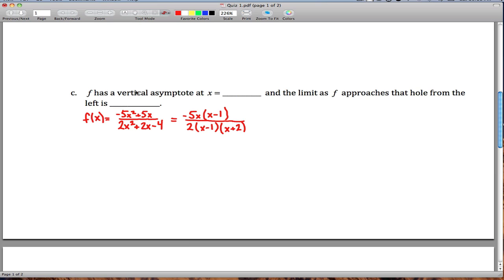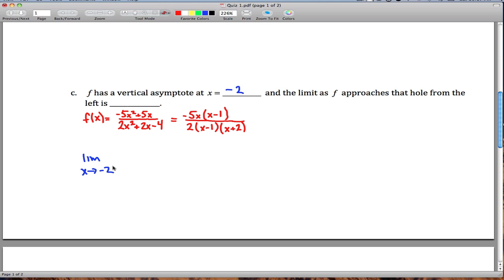In part C, it's asking about a vertical asymptote. A vertical asymptote happens when the denominator is equal to 0 but the numerator is not. As you can see from the factored form, this will happen when x equals -2. So we have our answer: the vertical asymptote happens at x equals -2. And then we're asked for the limit as x approaches -2.